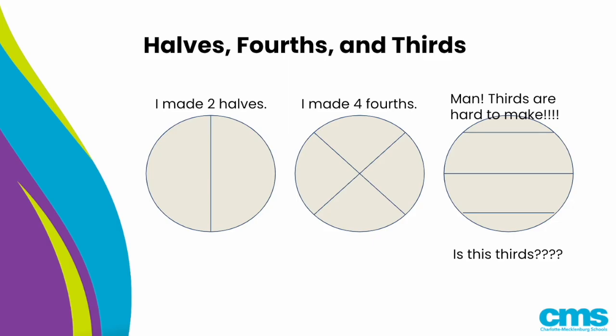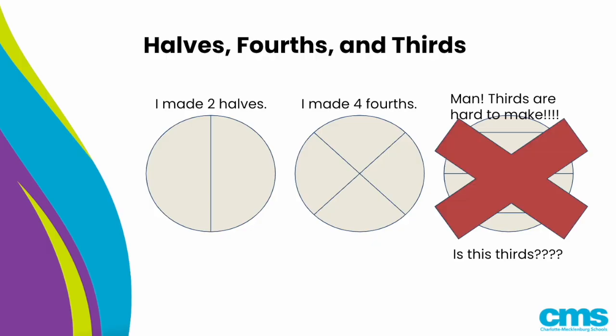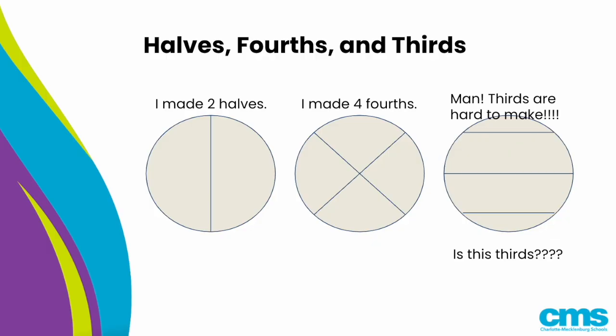Is this correct? And this is something that students are going to encounter a lot. Is this one way that we can show thirds? And we want them to realize that's not right. If we're breaking a circle or a rectangle into something that looks like this, those parts aren't all the same. And I think I see 4 parts and not 3 parts.